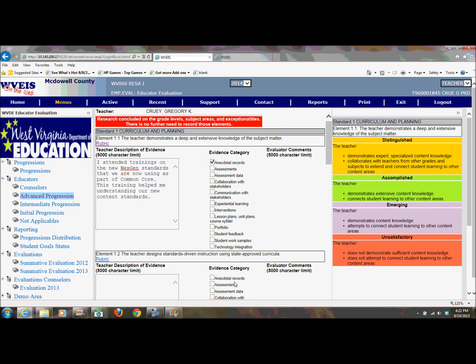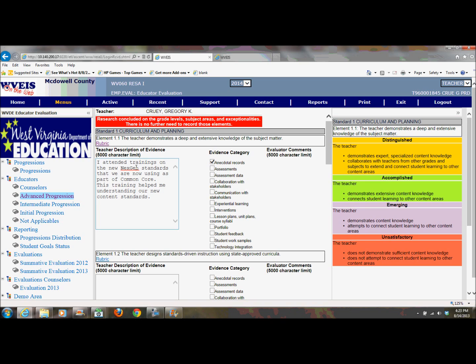Greg Cruey, and I want to talk to you today about the task of submitting evidences in the teacher evaluation process in West Virginia. And I have my evaluation page open in Weavis Wow to the evidence page, and I'm looking at element 1.1.